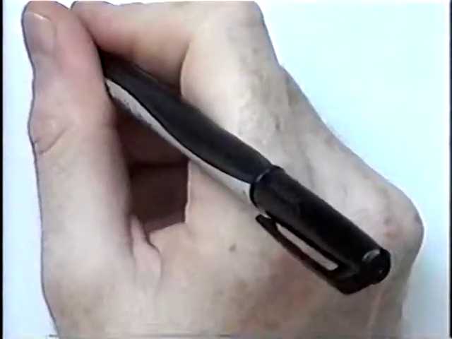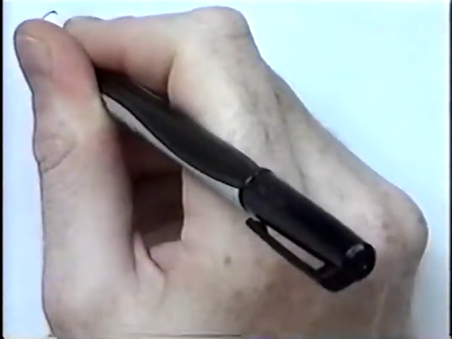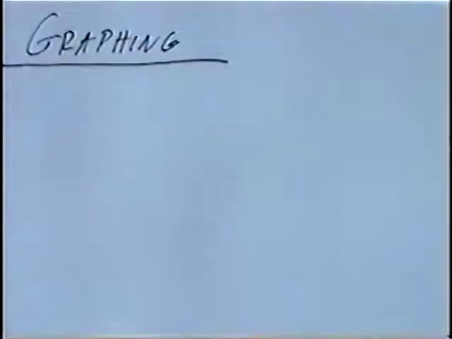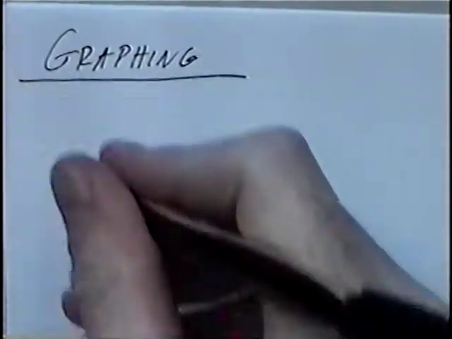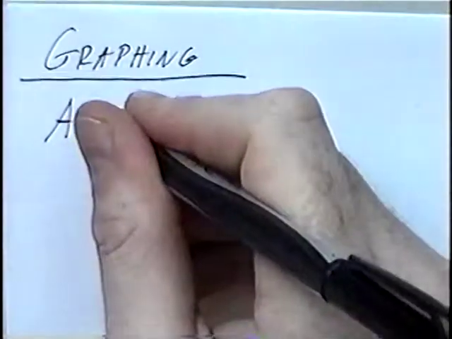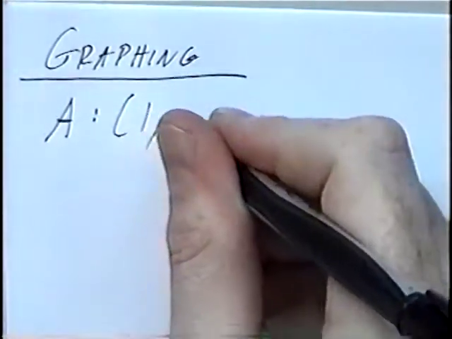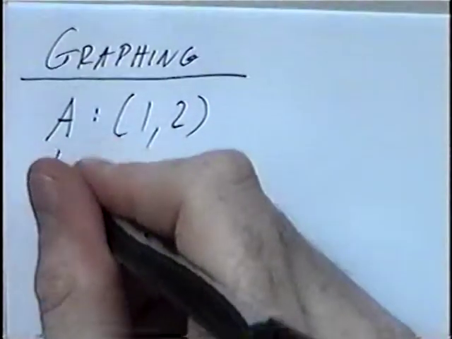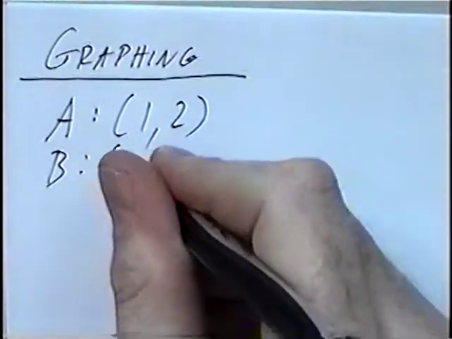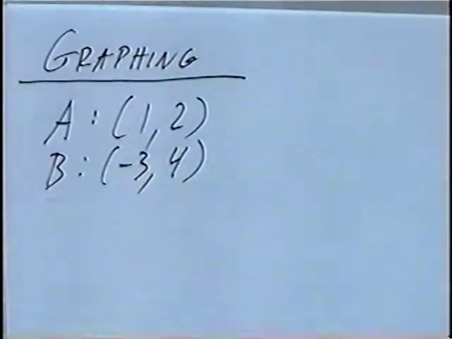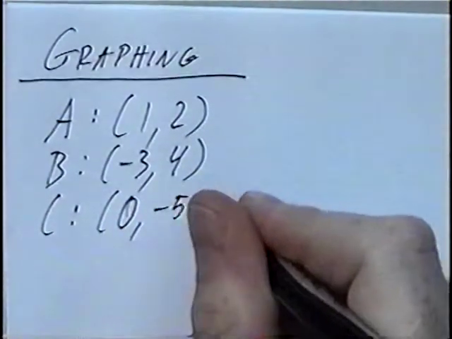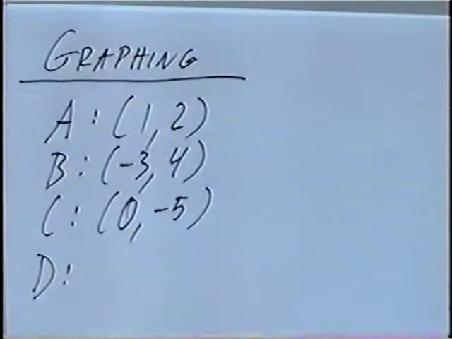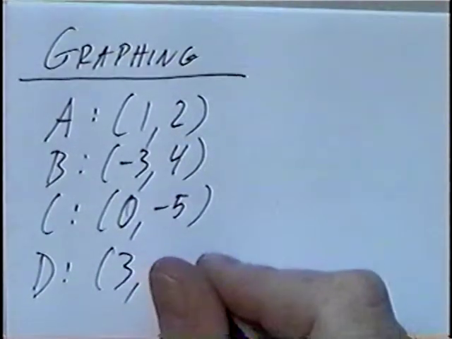Title of the first section today is Graphing. In this section, we'll graph points on an xy axis. The first point we'll graph, the letter A, is the point (1, 2). Letter B is the point (-3, 4). Letter C is the point (0, -5). And last point, D, is (3, 0).